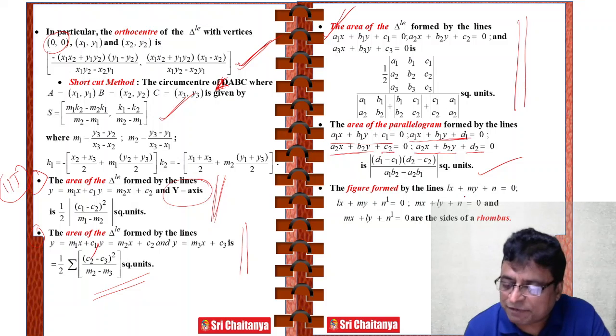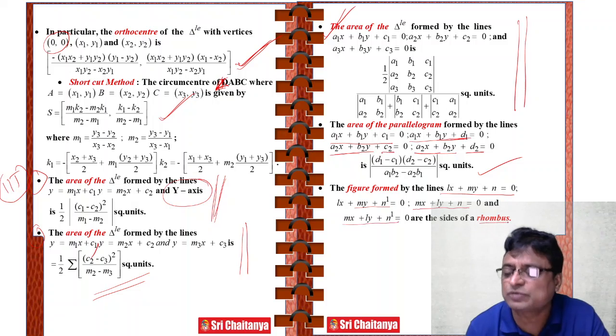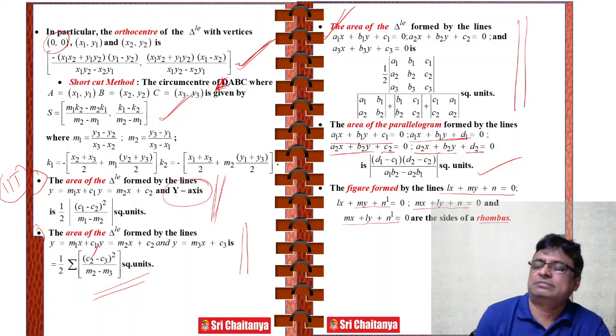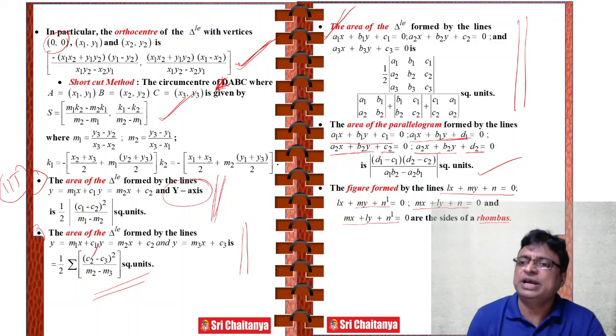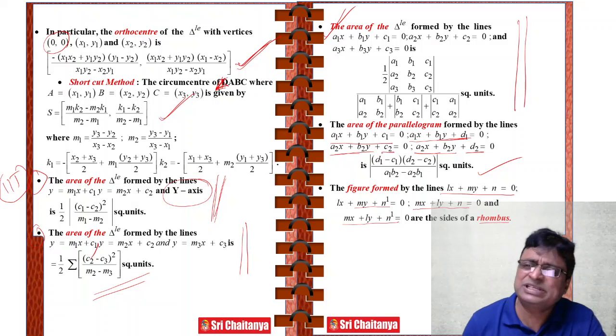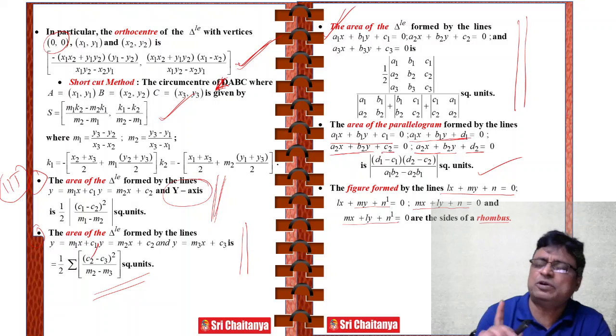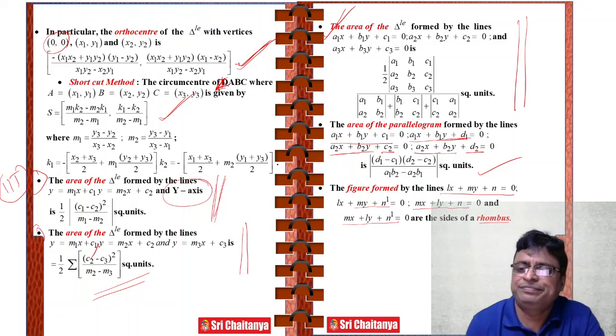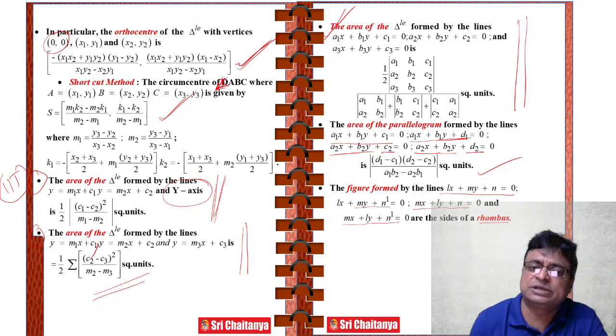Then the figure formed by the lines lx plus my plus n equal to 0, lx plus my plus n dash equal to 0, mx plus ly plus n equal to 0 and mx plus ly plus n dash equal to 0 is always what? A rhombus. It is always a rhombus. So this kind of formula will save you a lot of time in competitive examinations.